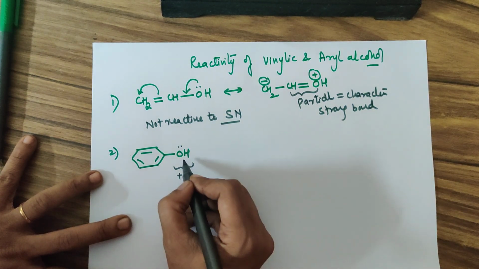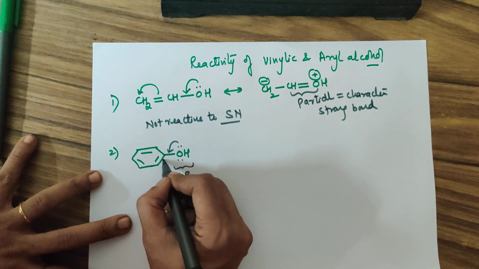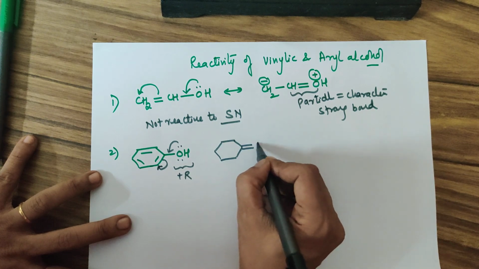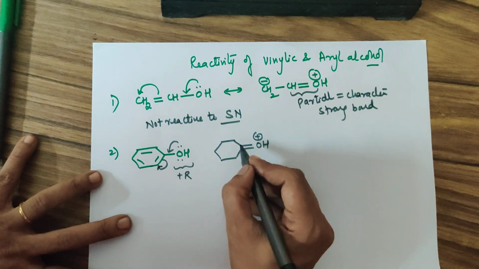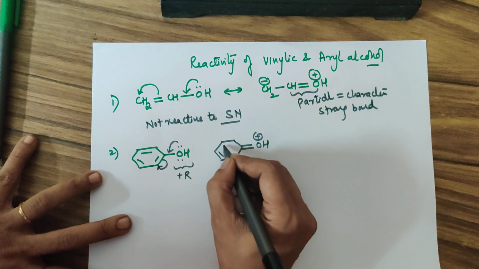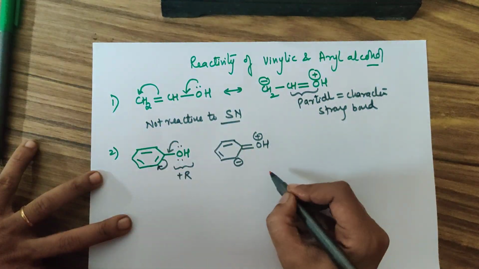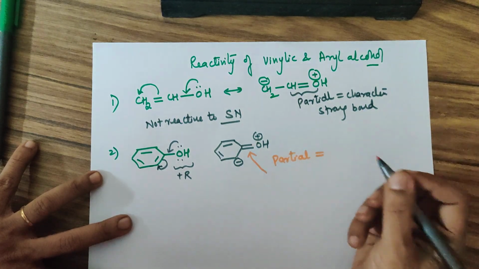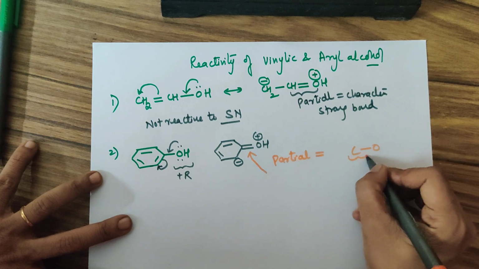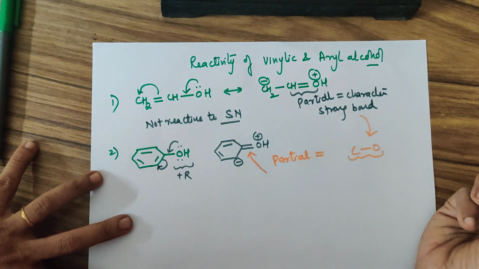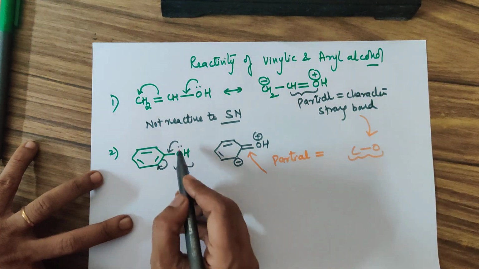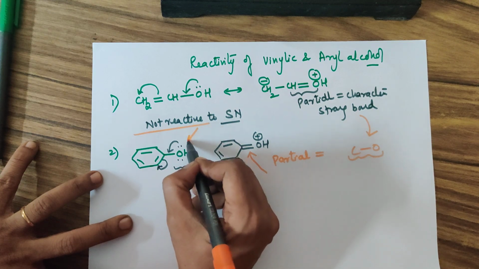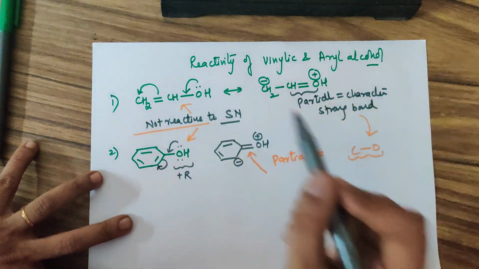OH has got lone pairs, so it acts as a donor and this bond leaves here. So your resonating structure begins with this kind of first resonating structure where you can clearly see that you have a partial double bond character again. Hence, the carbon to O bond becomes strong bond. It is difficult to break. The OH does not easily leave in case of phenol also. So again, this is also not reactive to SN reactions like that of vinyl alcohol.